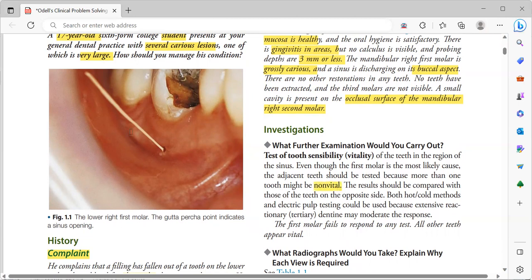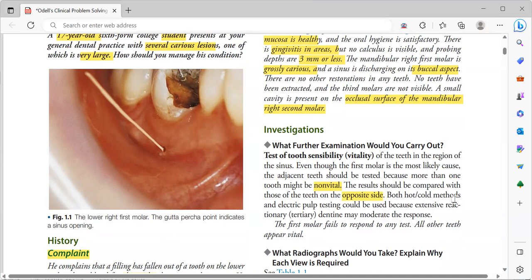Because with this sinus, you all know that firstly the decay happens, then reversible pulpitis, then irreversible pulpitis, then slowly the pulp becomes necrosed, then periapical infection. So the sinus forms after the chronic infection is there. Okay, the results should be compared with those of the teeth on the opposite side. So we always compare how the teeth respond with the opposite side teeth.